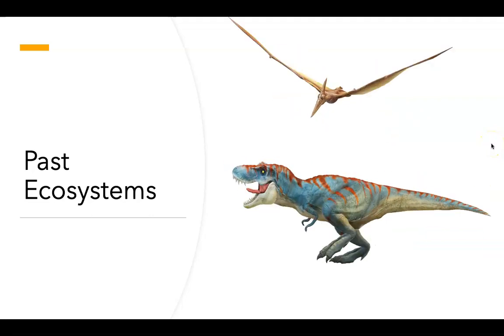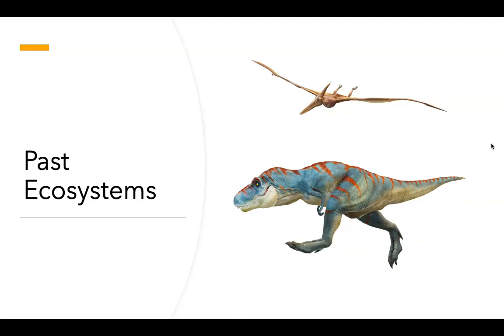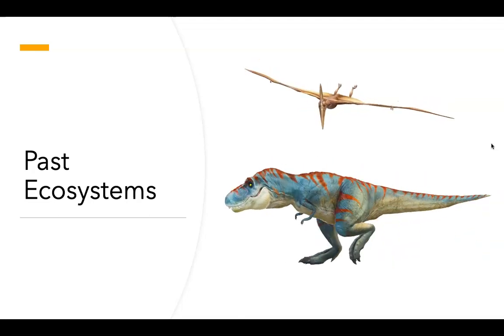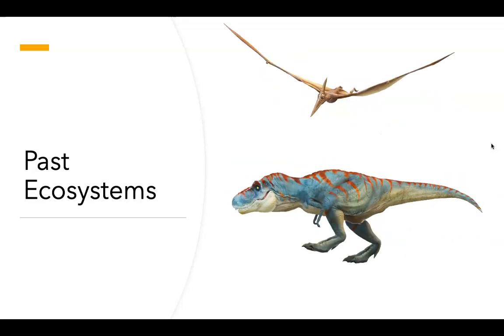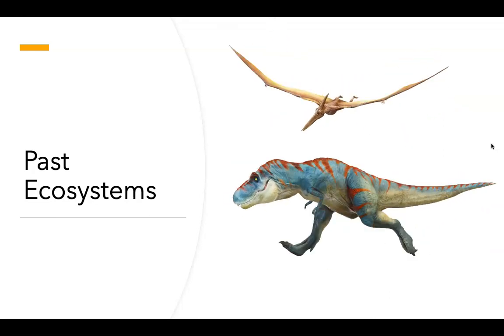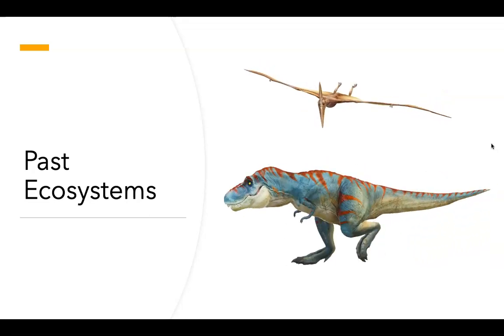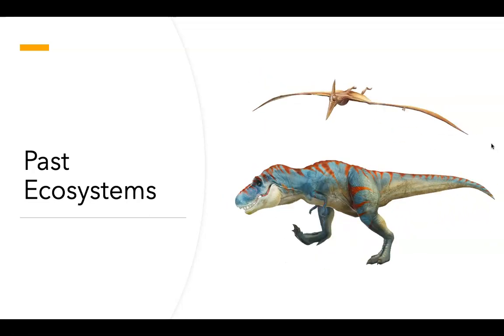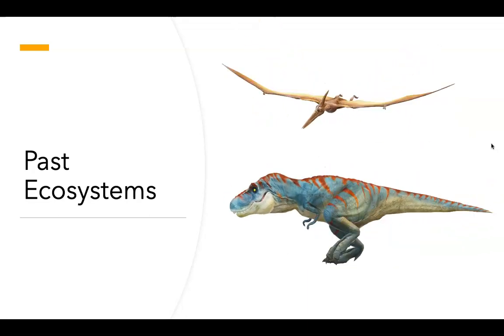Hi there, Year 11. In this video, we're going to look at past ecosystems, and particularly focus on past ecosystems in Australia and how they relate to megafauna. Now, I wanted to start by just briefly talking about dinosaurs and what dinosaurs look like, and how that has changed and evolved as we've gathered more evidence from fossils and other forms of evidence.